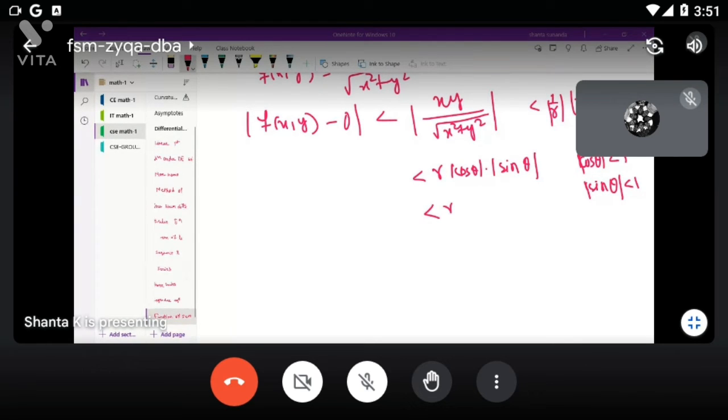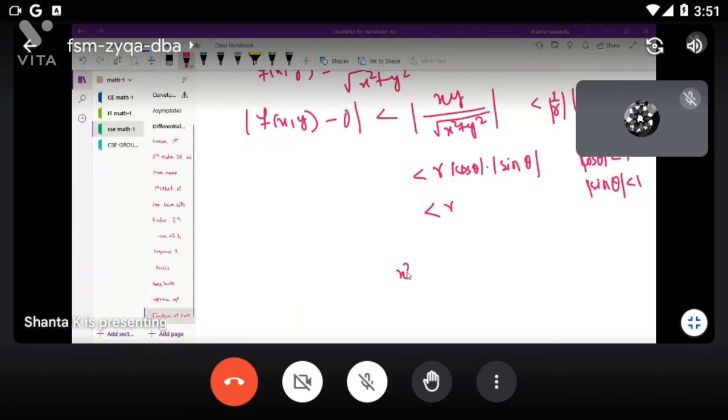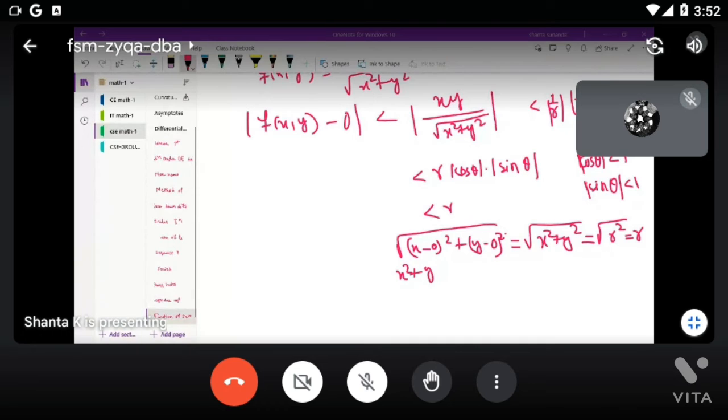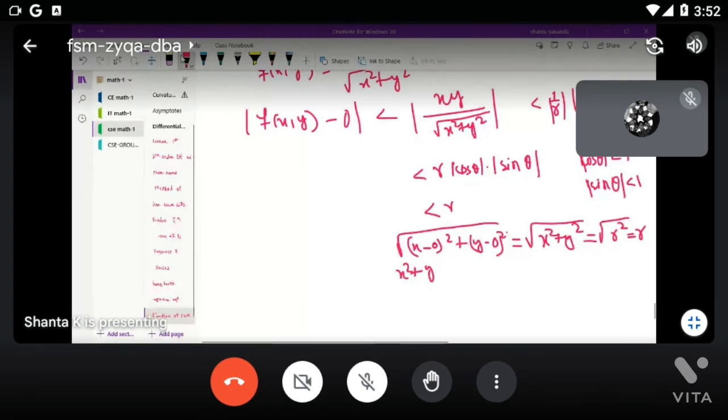Now, what we need is the square root of x square plus y square less than delta. Because it's actually x minus 0 square plus y minus 0 square. This is x square plus y square, and x square plus y square is r square. This is r. So it's coming at r less than this much. So we should have this form of this one. So r we can substitute back as the root of x square plus y square.